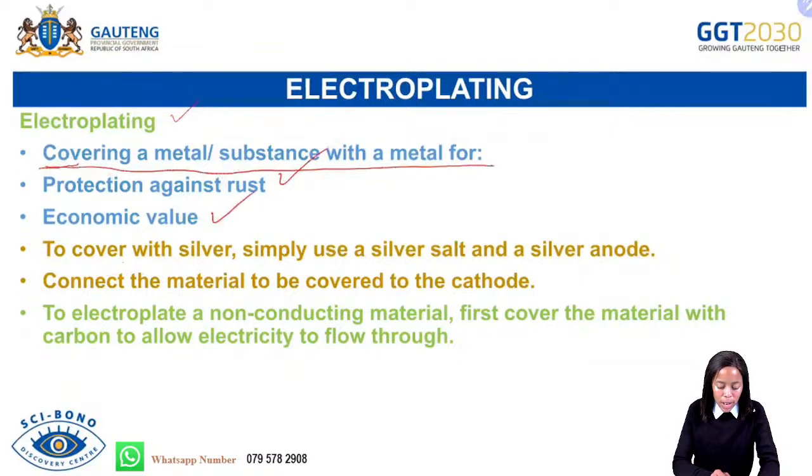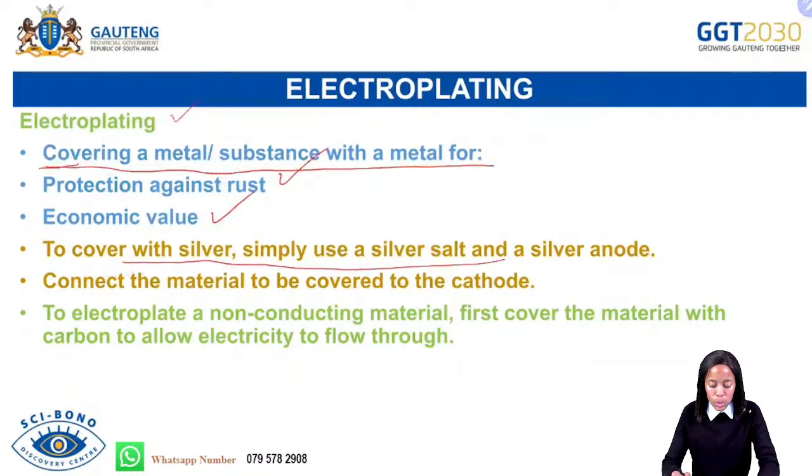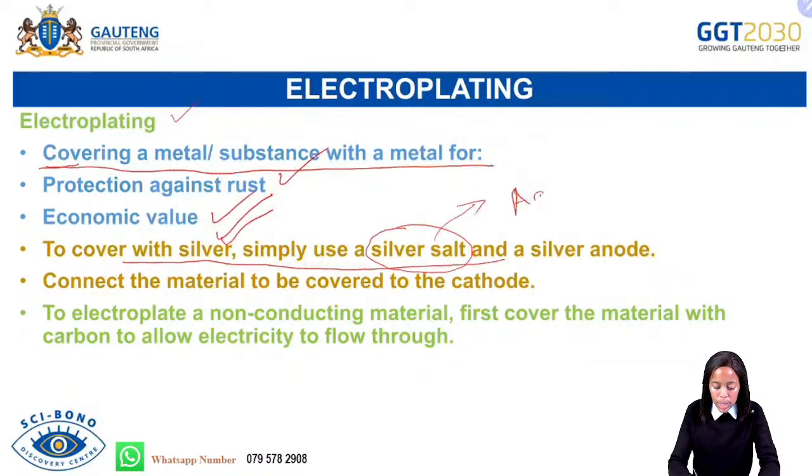Then it says to cover with silver, we are going to use a silver salt. By the words silver salt, we are referring to the electrolyte. So if we want to cover another metal with silver, we need to use a silver salt. For example, we can use silver sulfate. So this is a silver salt.